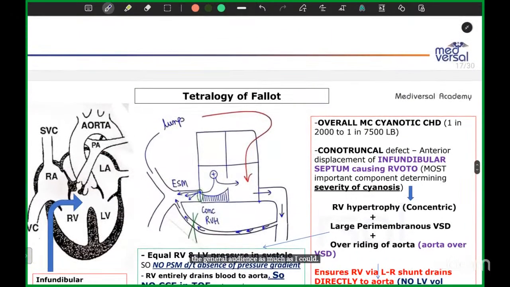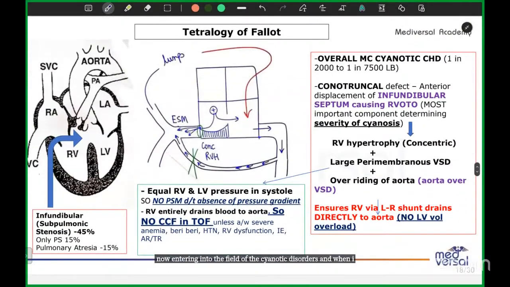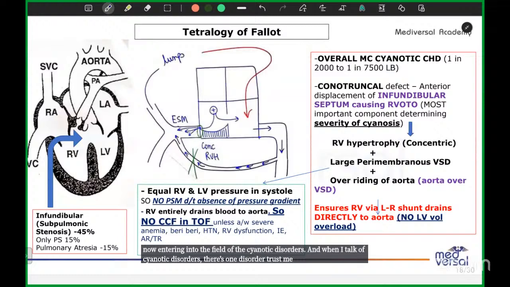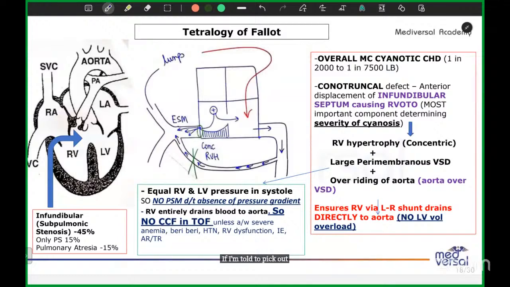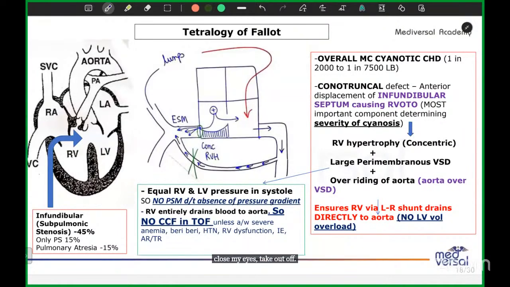Now, entering into the field of the cyanotic disorders, and when I talk of cyanotic disorders, there's one disorder. Trust me, if I'm told to pick out one disorder that I would just want to study one night before my exam, close my eyes, take out TOF, study it. So I've tried to keep TOF in detail. The rest are all in one slide.